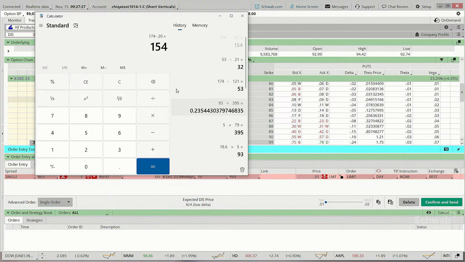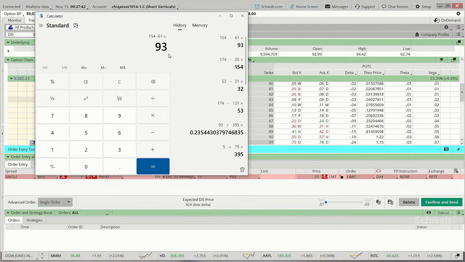However, on this one, we got the bigger credit, right? We got a credit of 61. So we're going to subtract from that our credit of 61. And this leaves us with a loss of 93.